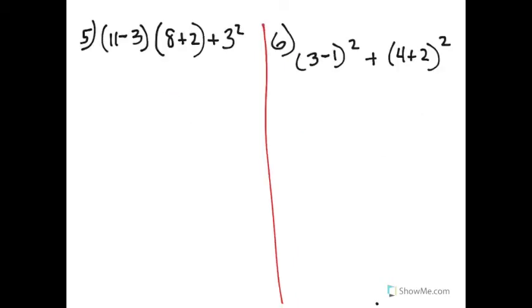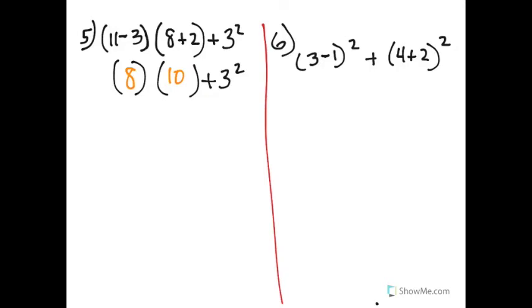Okay, so now let's take a look at number 5. Here are two examples actually with exponents in them. So first we'll work with what's inside the parentheses. So we have 11 minus 3, which is 8. And then we can do what's inside the second parentheses as well. So 8 plus 2 is 10. And we'll carry down our plus 3 squared.